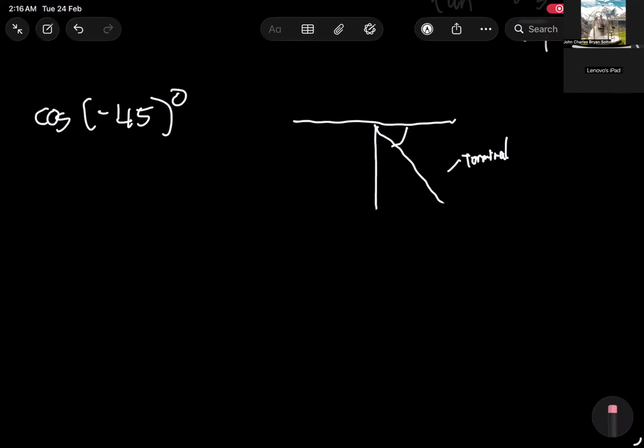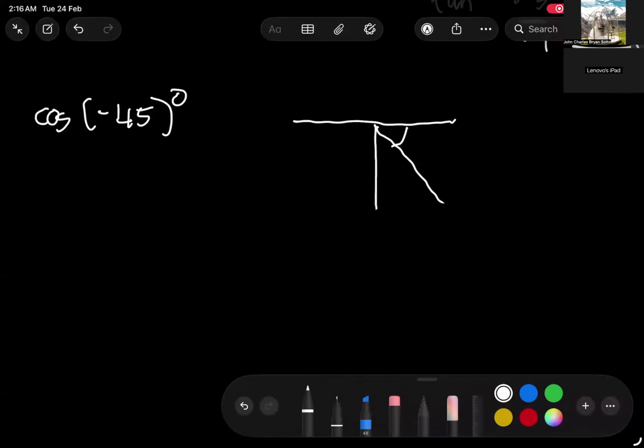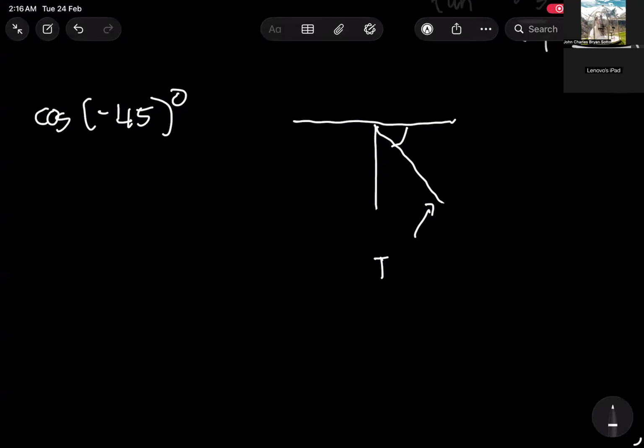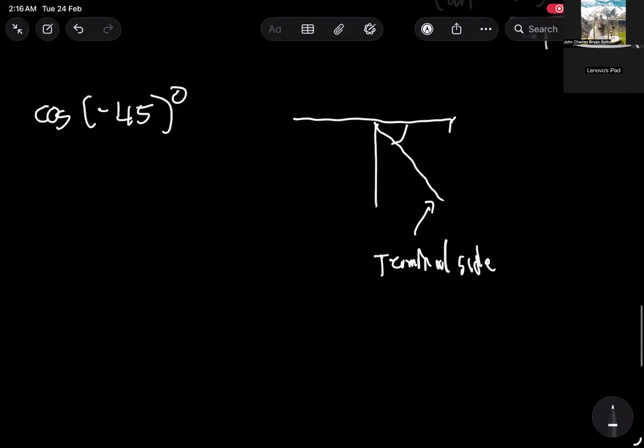Okay, so this is the terminal side. Let's fold this so we can write here. So this is the terminal side. So this is the line. So this is our reference angle.